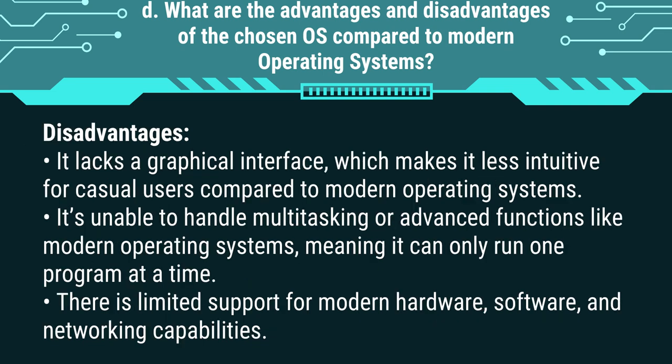The disadvantages of MS-DOS are the lack of a graphical interface, which makes it less intuitive for a casual user compared to modern operating systems. It's unable to handle multitasking or advanced functions like modern operating systems, meaning it can only run one program at a time. There is limited support for modern hardware, software, and networking capabilities.